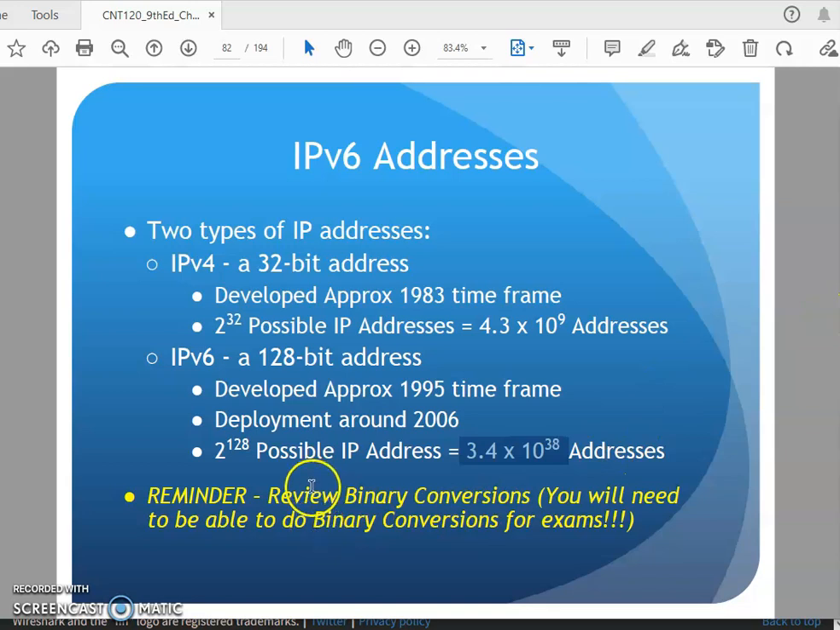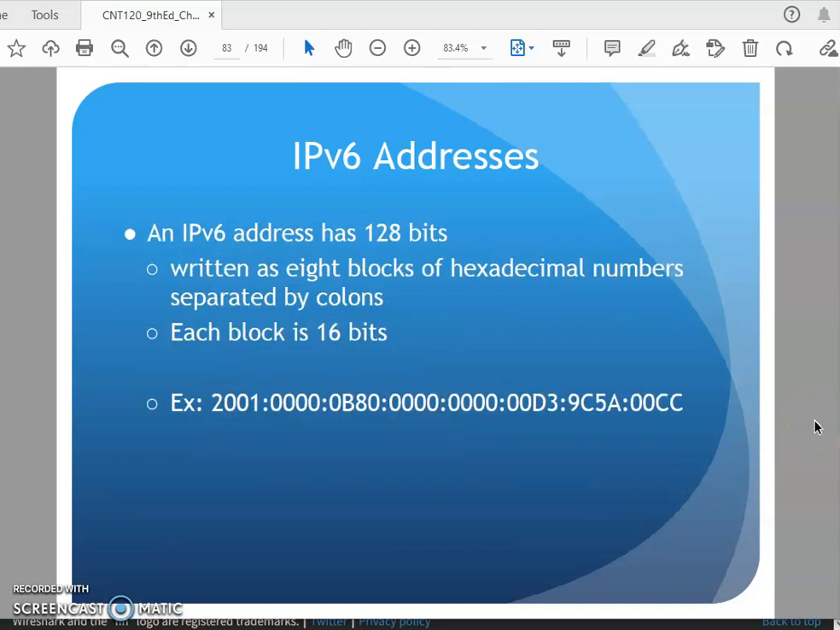Reminder, don't forget, binary conversions are handy for working with IPv4 addresses. Hexadecimal conversions are going to be handy when working with IPv6 addresses. Our content page has a review of both of those for you.